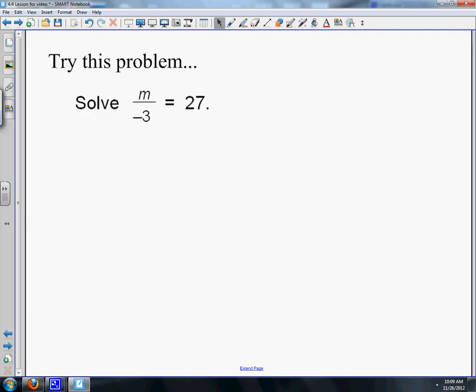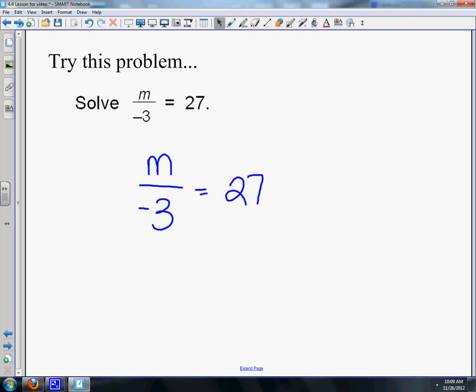Okay, so try this problem. M divided by negative 3 equals 27. So some number divided by negative 3 is 27. When you're doing this, this is division. So this problem is division, which means I need to multiply. Here's my problem.